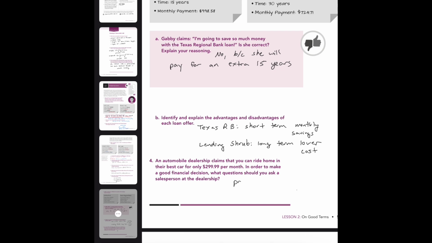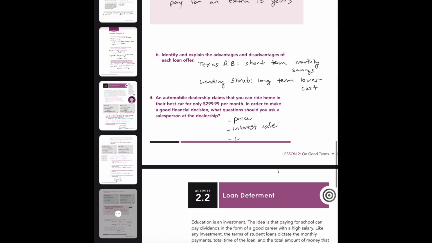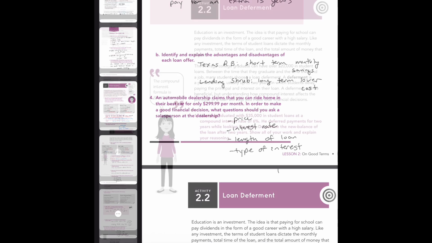So we need to know things like the price of the car, the interest rate, the length of the loan, and the type of interest. We need to be able to find out what the long-term total cost is, as opposed to just knowing $299 per month. Because someone could tell you, hey, it's only $299 per month, but are you paying that for 10 years? Or are you paying that for 2 years? It can make a huge difference in your overall cost.